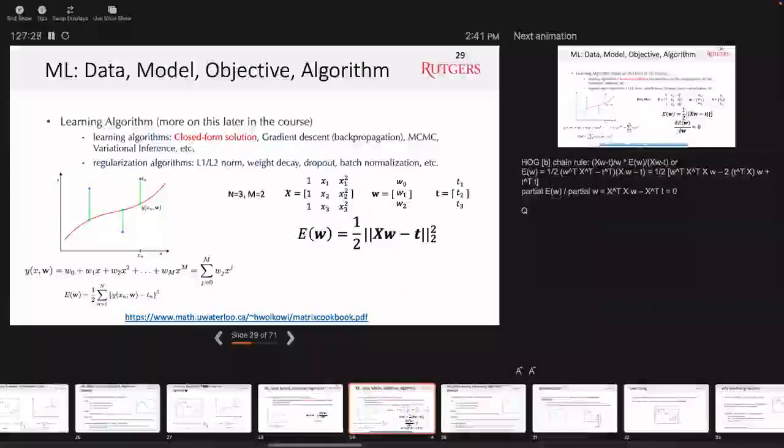Therefore, we know that this matrix form is exactly the same as this objective function, right? So in this way, we double check that we can rewrite this objective function in matrix form. So this is our matrix form, and this is the first step of deriving the closed form solution. Any questions so far?